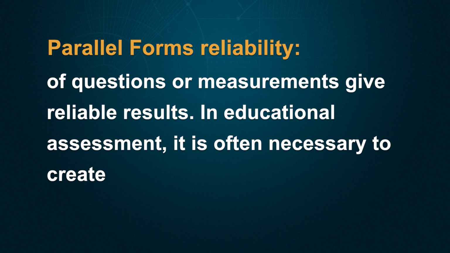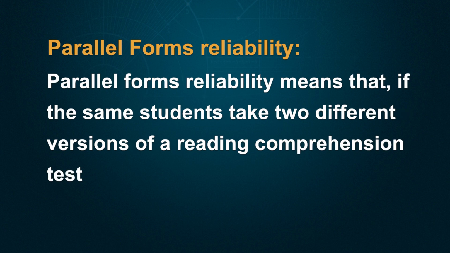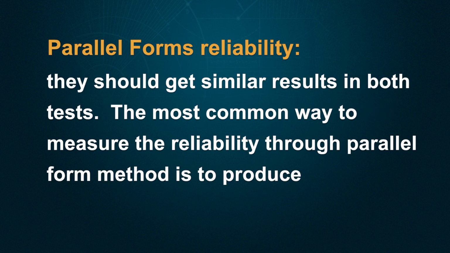In educational assessment, it is often necessary to create different versions of tests to ensure that students don't have access to the questions in advance. Parallel form reliability means that if the same student takes two different versions of a reading comprehension test, they should get similar results in both tests.